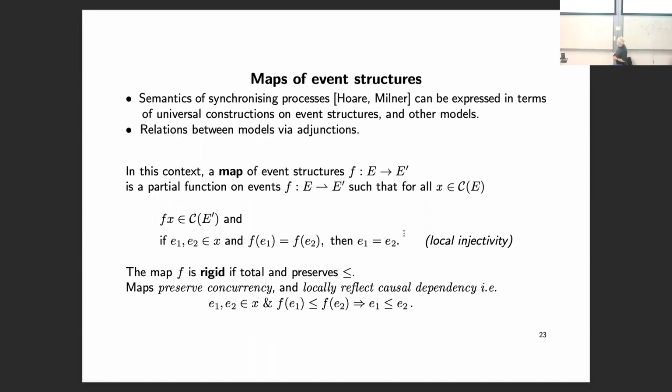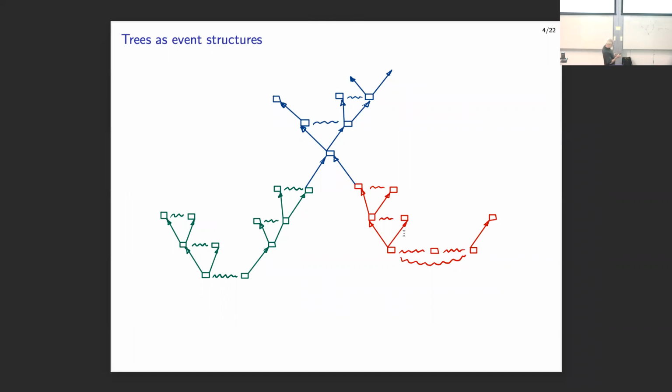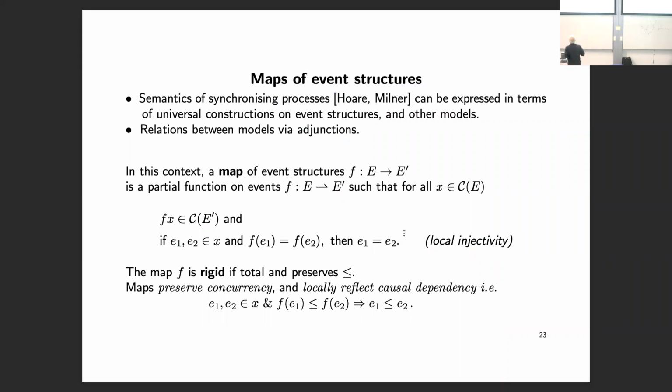Well, a broad picture again, I always find it helpful myself. So what is a map of event structures? It's going to be a partial function from one event structure to another. And remember that you have a notion of configuration, which is a downward closed consistent subset of events. And we imagine we have a configuration X of E.